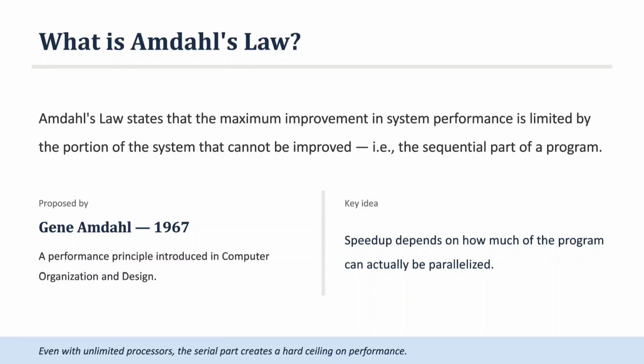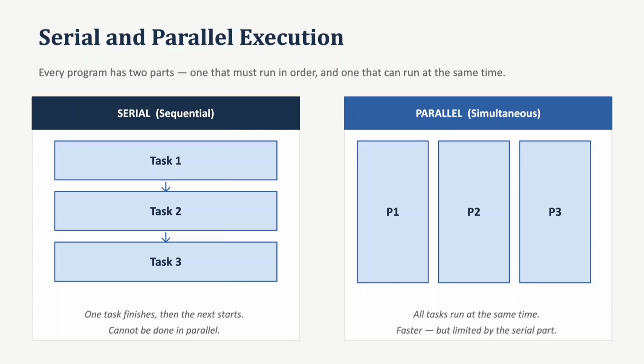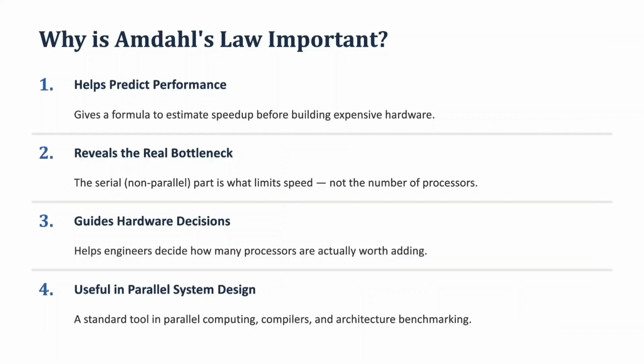The key idea is speed up depends on how much of the program can actually be parallelized. Even with unlimited processors, the serial part creates a hard ceiling on performance. Serial and parallel execution: every program has two parts. One must run in order, another one running at the same time. Serial: one task finishes, then the next task begins. It cannot be done in parallel. In parallel, all tasks run at the same time, which is faster but limited by the serial part.